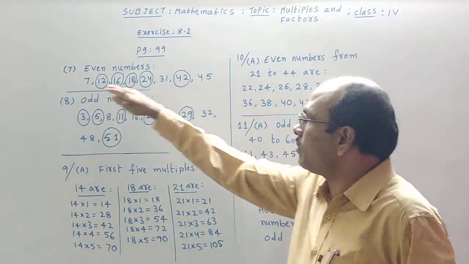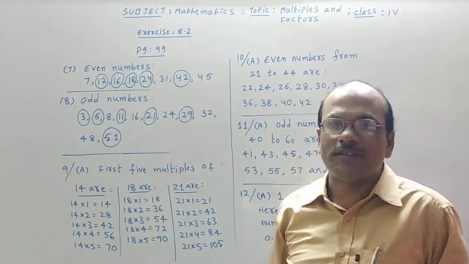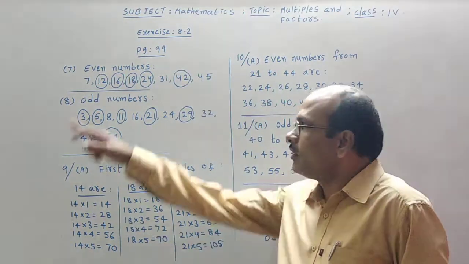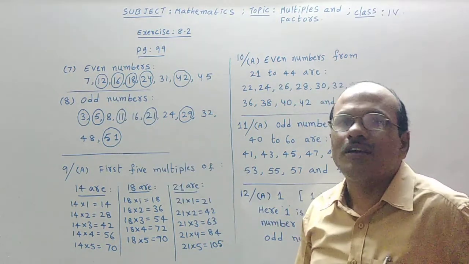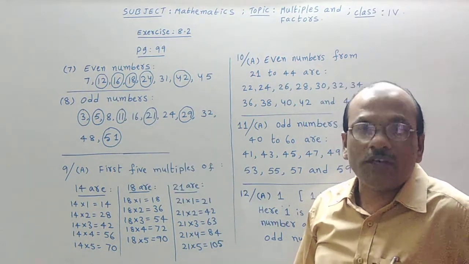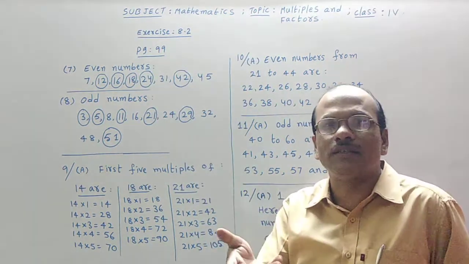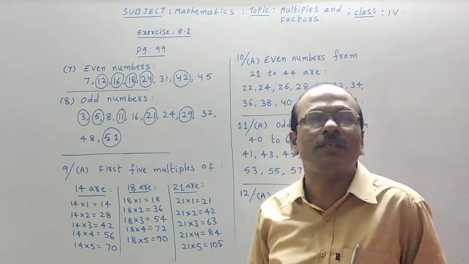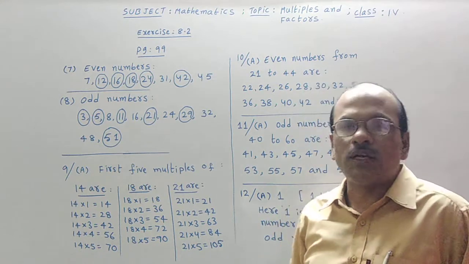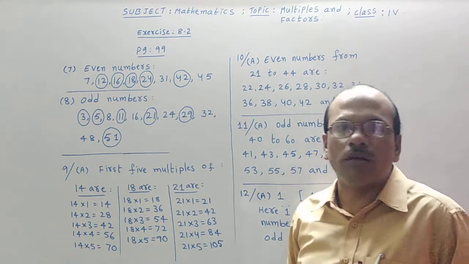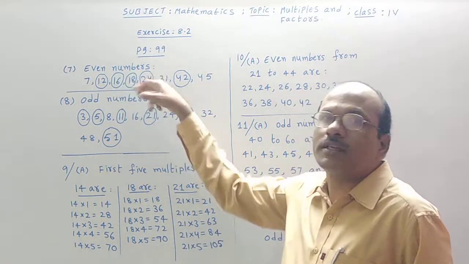In question 7, they said to encircle the even numbers. They have given a list of numbers. We have to draw a circle around the even numbers. Okay, 7 is not an even number because it is not a multiple of 2. In the 2 table we cannot see 7. 2 3s are 6, 2 4s are 8, but 7 is not found in the 2 table. That means it is not an even number, but an odd number. Only for even numbers should we draw a circle.